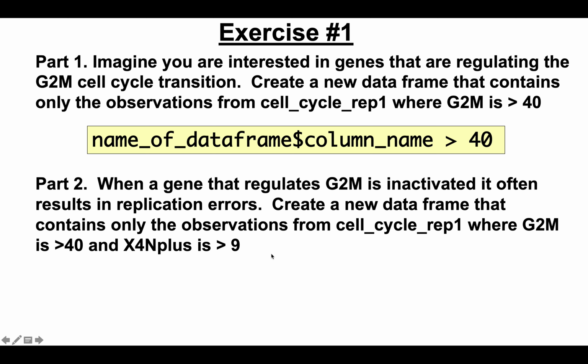Okay, and here's just a reminder of the syntax for getting that logical data that you can use with subsetting. And then for part 2 of this, when a gene that regulates G2M is inactivated, it often results in replication errors. And that information is held in the X4N plus column of that data frame. And so try to create a new data frame that contains only the observations from cell cycle rep 1, where G2M is greater than 40 and the X4N plus value is greater than 9. So just get some practice with square bracket notation and using these logical expressions and dollar sign notation and chaining them together, all by practicing trying this exercise. So take a minute, pause it, give it a shot, and then we'll come back.